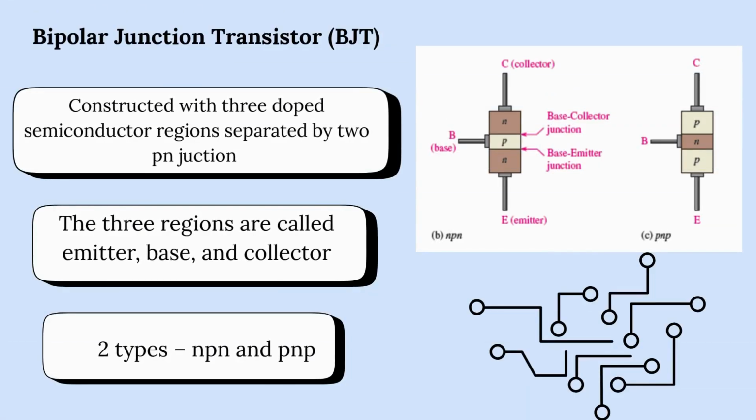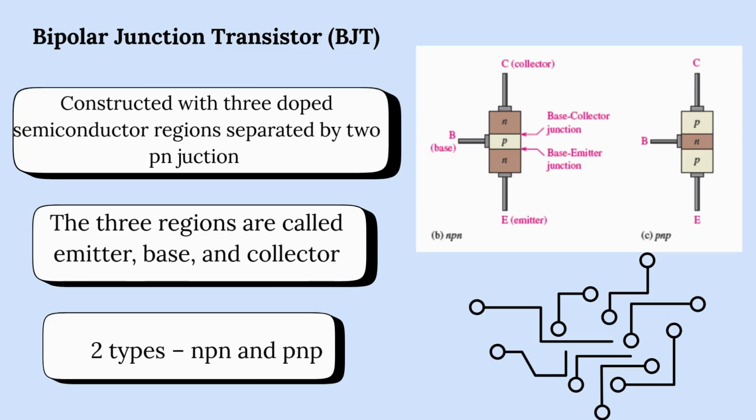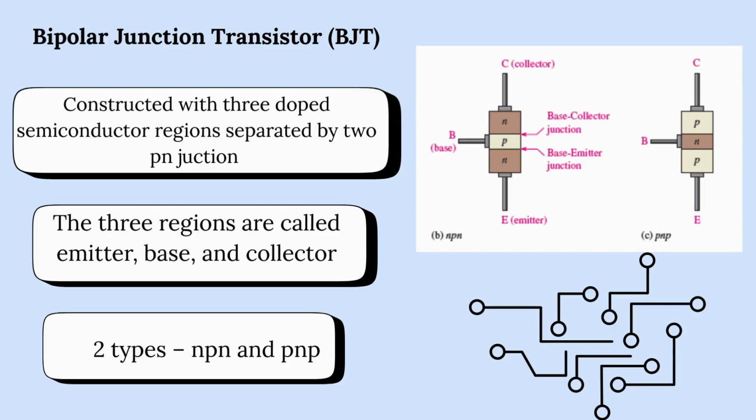Bipolar junction transistor, BJT. One common type of transistor is the bipolar junction transistor, or BJT. It consists of three doped semiconductor regions, which are separated by two p-n junctions. These three regions are known as the emitter, base, and collector. Depending on the arrangement of these materials, we get two types of BJTs: NPN and PNP.